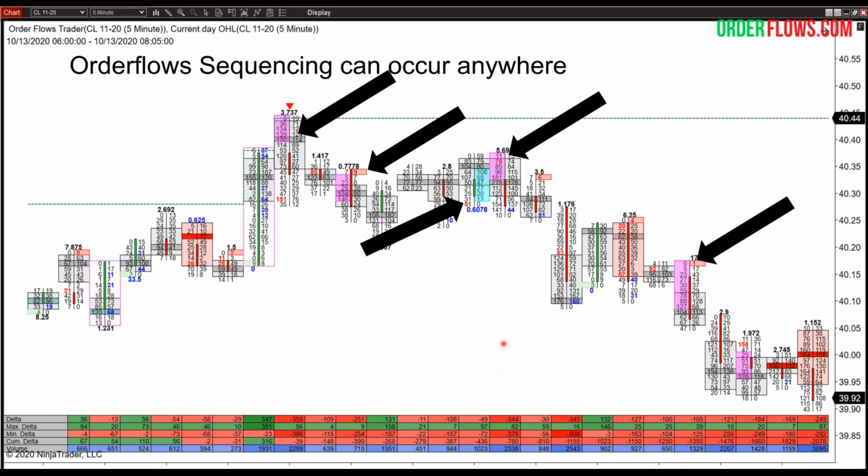Now, this is a 5-minute crude oil chart. This is this morning, the 13th, around between 6 and 7, or 6 and 8 o'clock. At the high of the day, you see the sequencing coming in here. There's one buy sequence in here, but more selling as we sell off from the high of the day at 40.44.